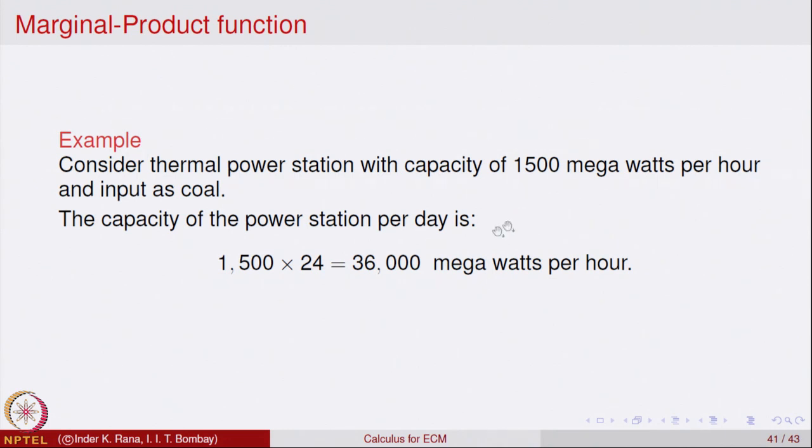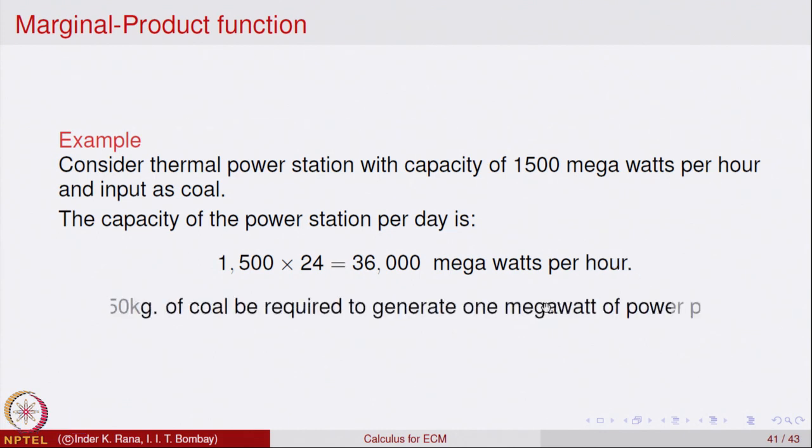Let us calculate how much the power station can produce in a day. The maximum it can produce is 1500 per hour, so for 24 hours that gives 36,000 megawatts. So, this should be per day, it is not per hour, right.